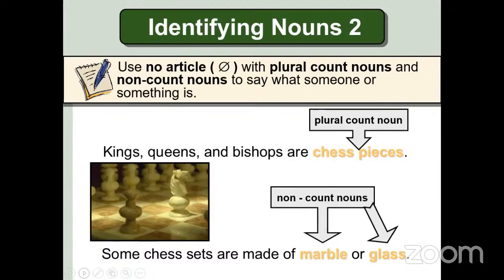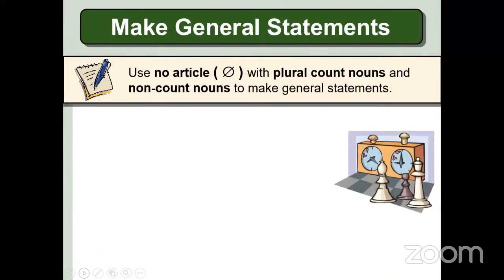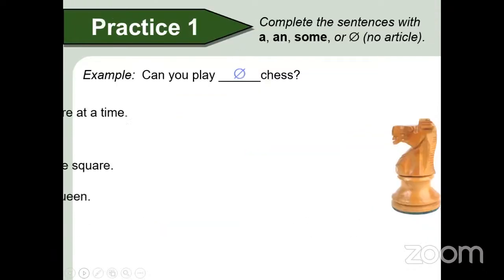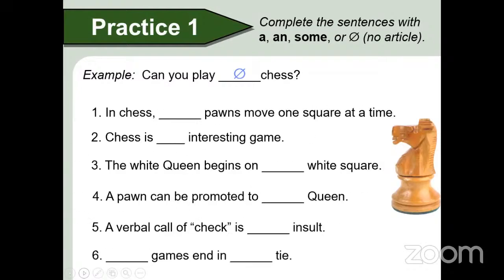Okay, some chess sets are made of marble or glass. Use no article with plural nouns. Can you play chess? It's not necessary to use articles. But what about this one? Complete the sentences with a, an, some, or no article, please. Think about it for a couple of minutes and you will answer from 1 to 6, please.